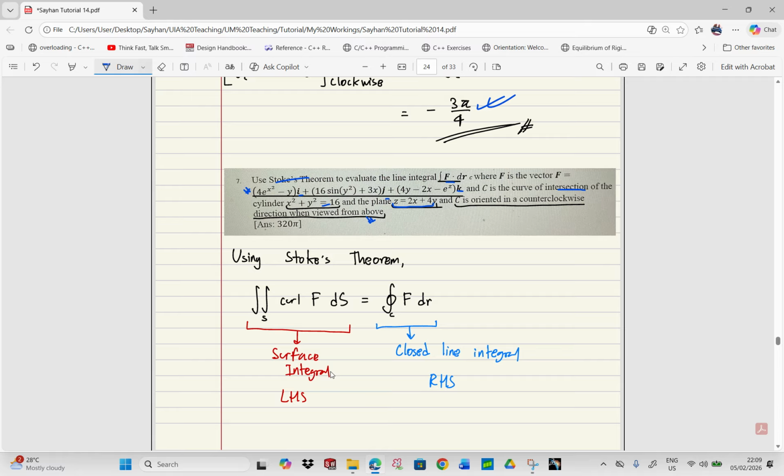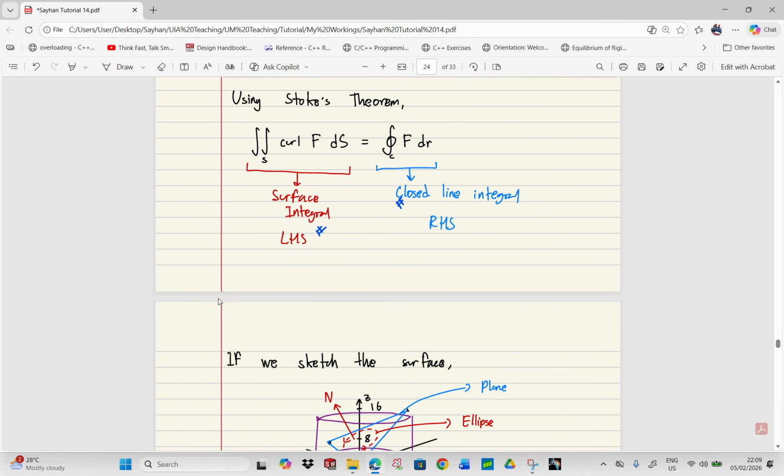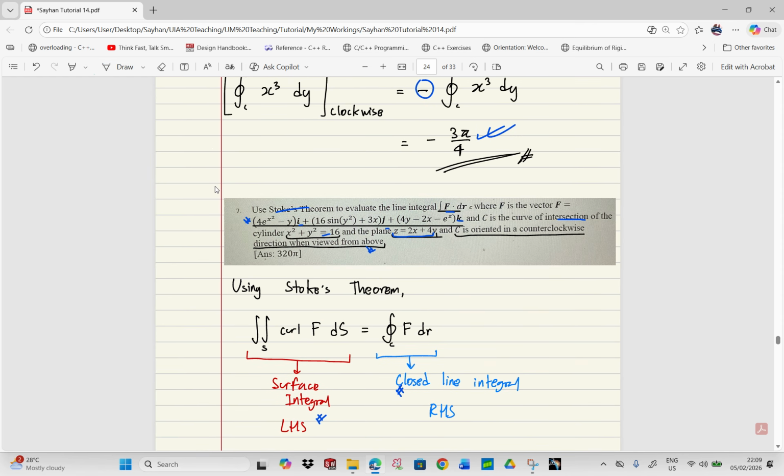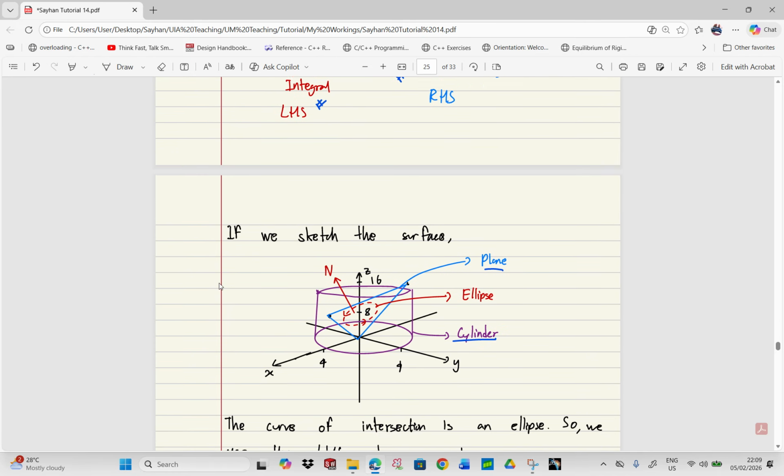So we are using Stokes' Theorem. Remember, left hand side is the surface integral, right hand side is the line integral. Of course, which one is easier to use, we determine by sketching the surface. So we can see that we have a cylinder and we have a plane, because they clearly mentioned that to us. The cylinder is already mentioned to us, and they've already given us the plane. So C is the curve of intersection.